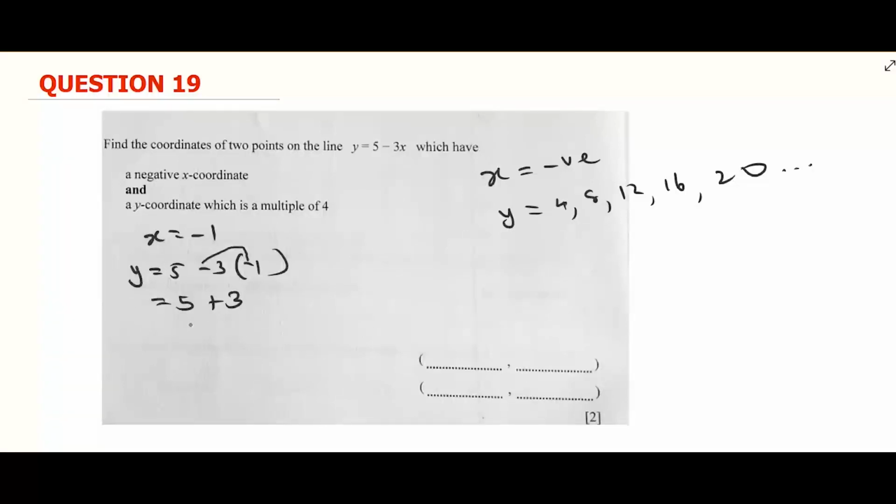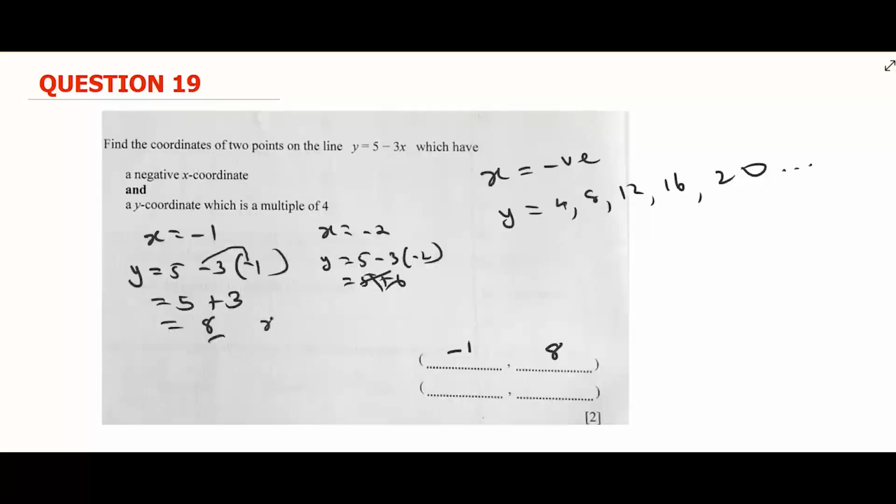3 times 1, 3. Okay, so here this is 8. So that means this one is correct. Now when x equals minus 1, that's a negative value, then the y coordinate is 8, which is a multiple of 4. So that is the first one. Let's see what will happen if x is equal to negative 2. That means y will be equal to 5 minus 3 into minus 2. So this will give us 5 plus 6, which is 11. 11 is not a multiple of 4.